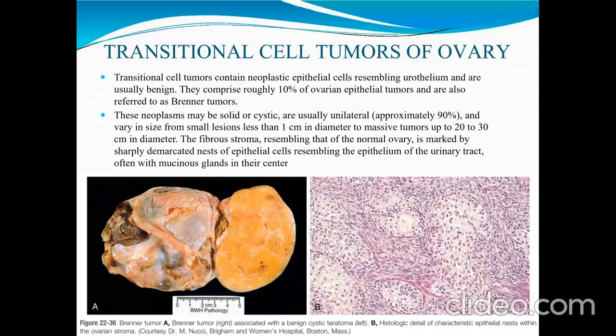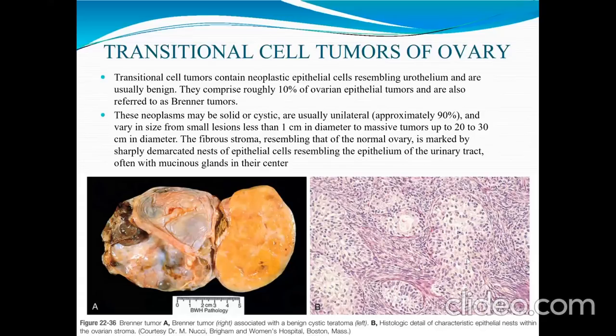As you can see in the photo here, the first photo is the gross picture. On the right of that photo we have the transitional cell tumor, and on the left of that photo we have a cystic teratoma. Thus both of these are occurring together, as we can see in this particular example. And the Brenner tumor here is showing a solid pattern.